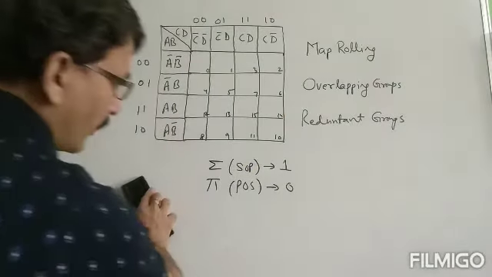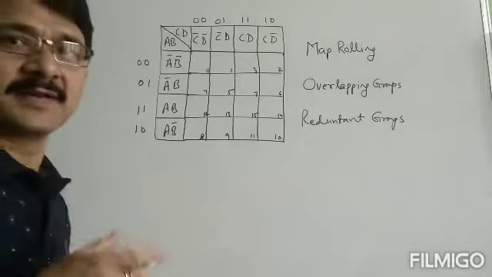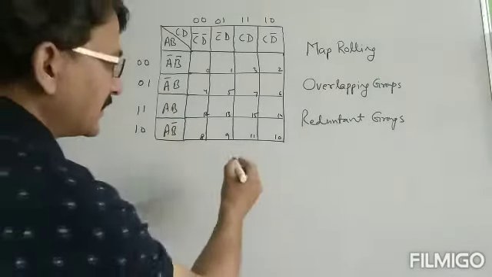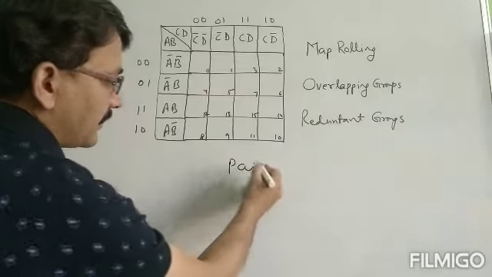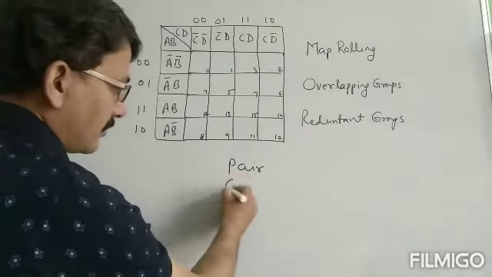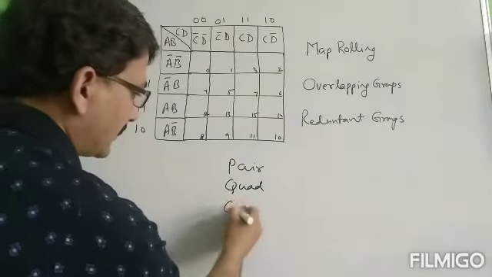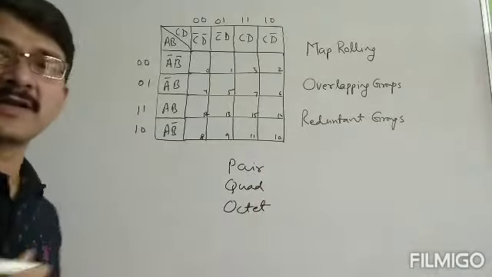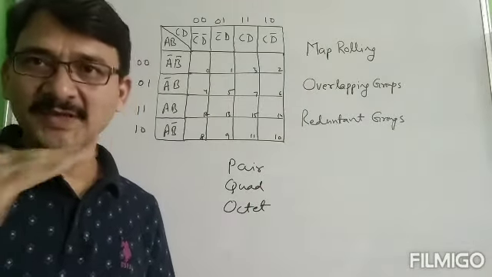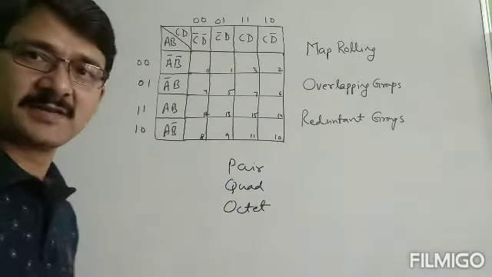When you are forming a group, there you have to consider a few things in your mind. That formation of groups starts with pair. Pair means the group of 2 elements. Quad, a group of 4 elements. Octet, a group of 8 elements. All these elements are supposed to be adjacent elements. You can only form a pair of adjacent elements.